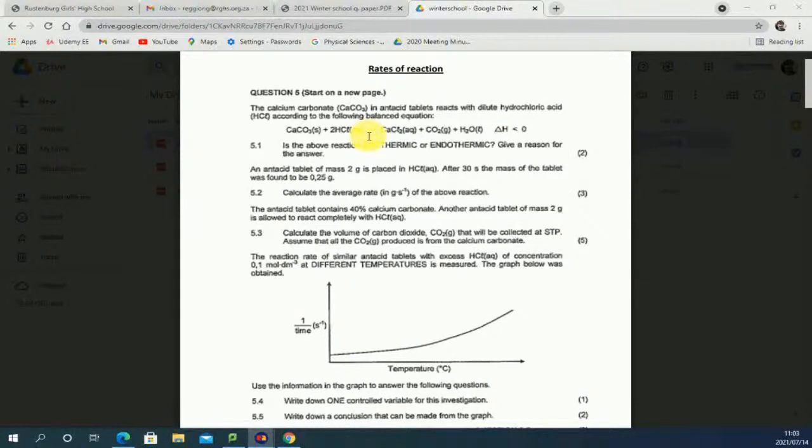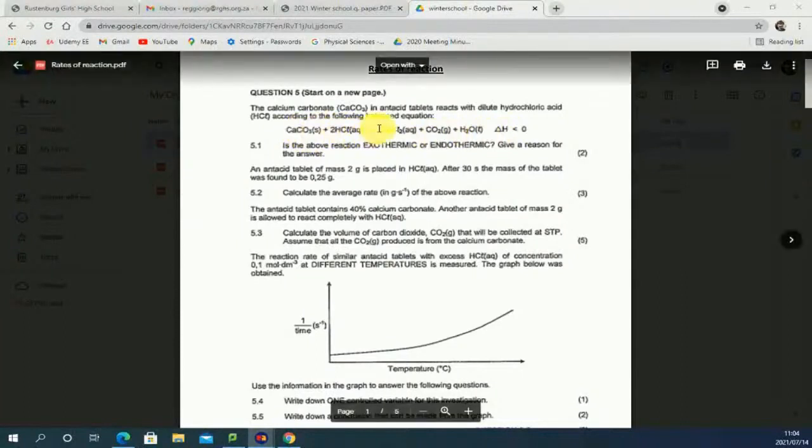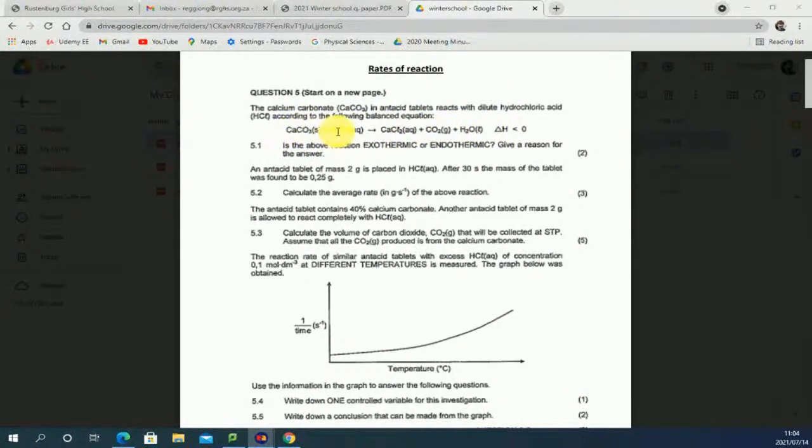because you've now learned about reversible reactions and double arrows, etc. And all of a sudden, because you've learned about reversible reactions and double arrows, everything is reversible. With rates of reactions, we're only looking at one-way reactions. So this is a single reaction going from left to right. It's not reversible.